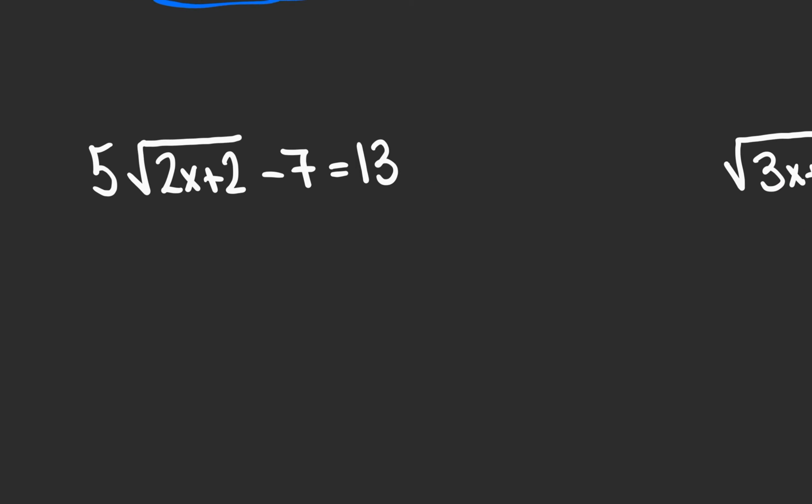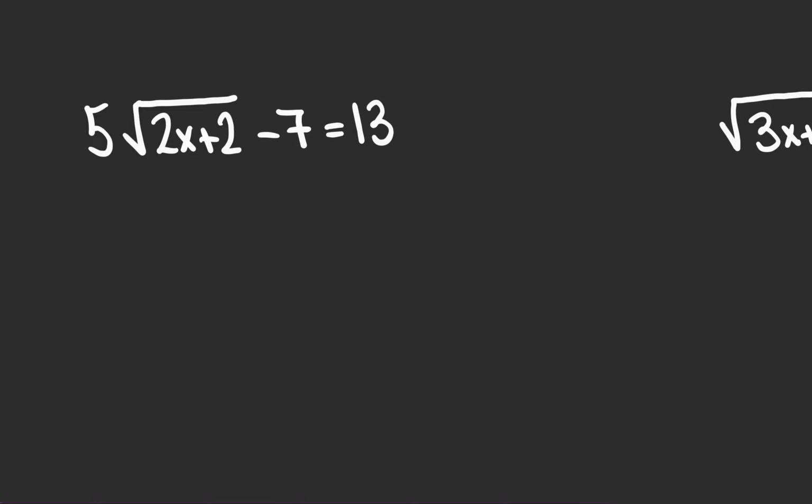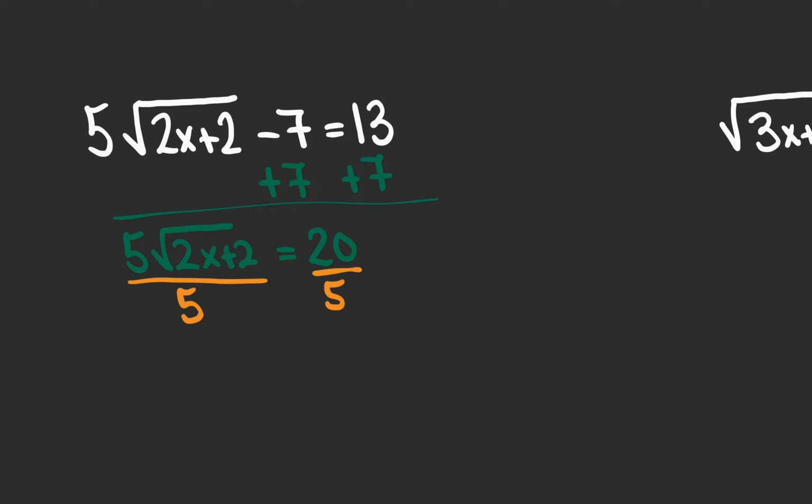For the next question, we have 5 times the square root of 2x plus 2 minus 7 is equal to 13. My first step is to add 7 on both sides. Plus 7, plus 7. This will now leave me with 5 times the square root of 2x plus 2 is equal to 20. I will then divide both sides by 5. And this will leave me with the square root of 2x plus 2 is equal to 4.